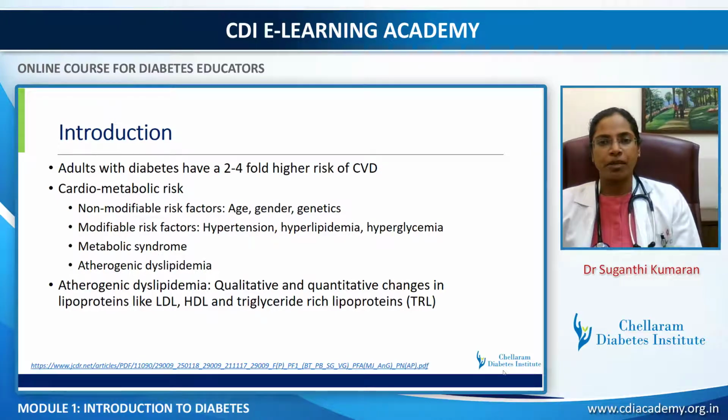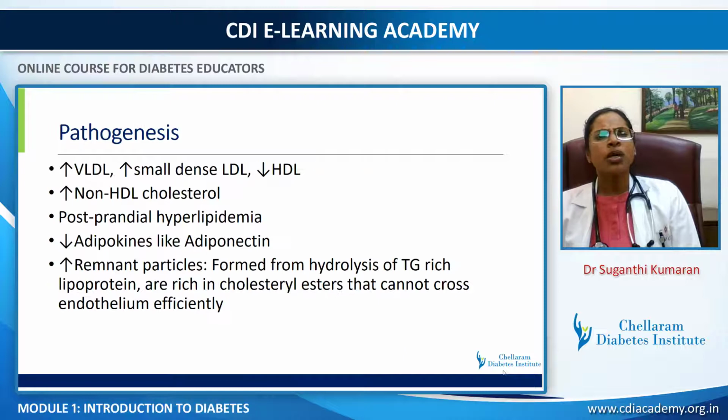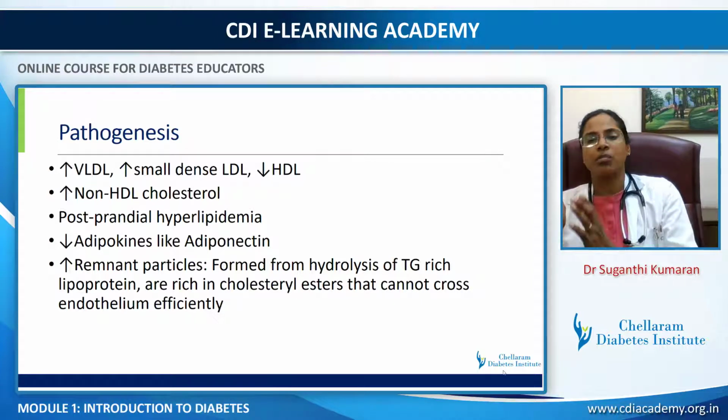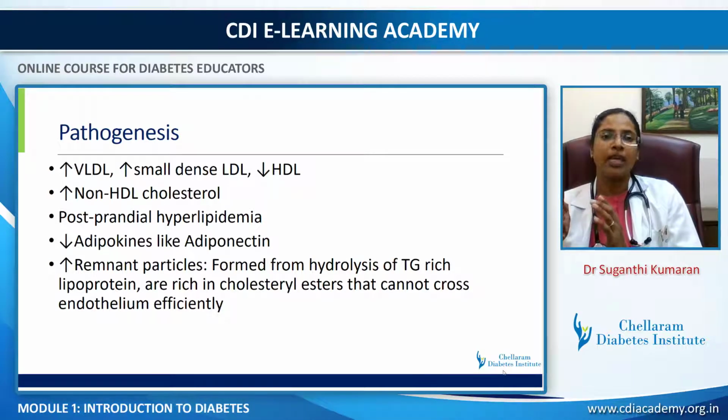Now, what is atherogenic dyslipidemia? It includes both the qualitative and quantitative changes in lipoproteins like low density lipoprotein, high density lipoprotein, and triglyceride rich lipoproteins, TRL. So what is basically the pathogenesis of dyslipidemia? In these patients, there are more of the atherogenic particles, the ones which form the plaques in the blood vessels, like more of very low density lipoprotein, a high amount of small dense low density lipoprotein, and less of the good cholesterol, like low HDL. This is the main pathogenesis involved.